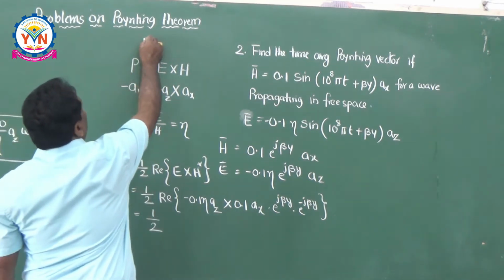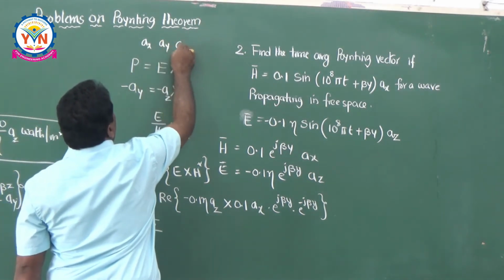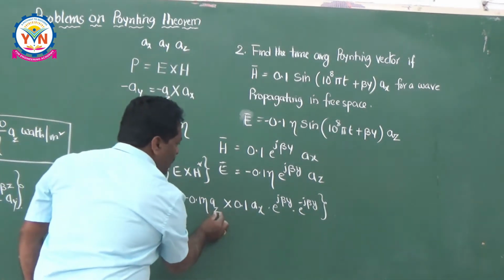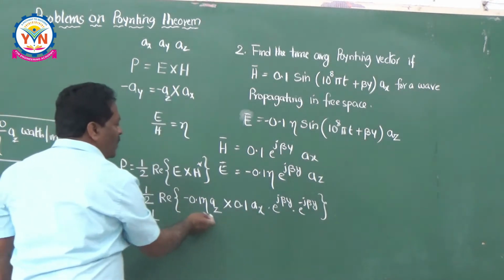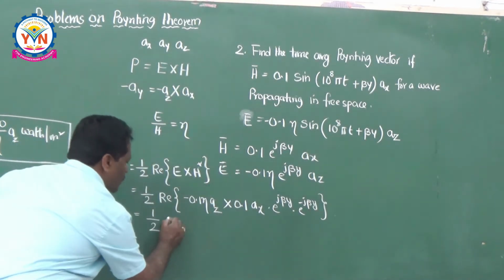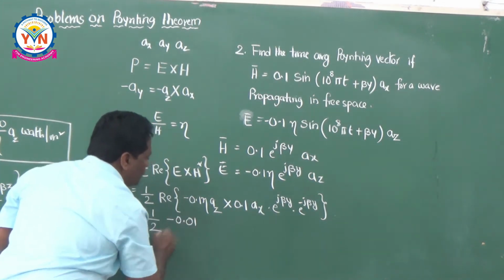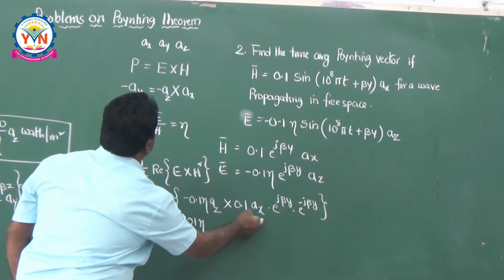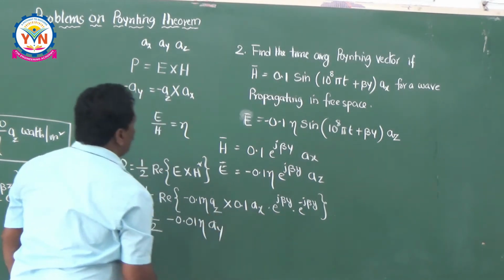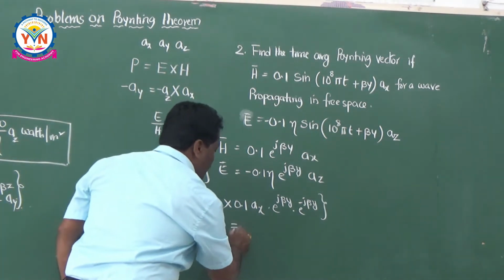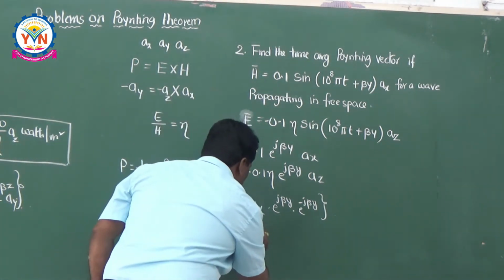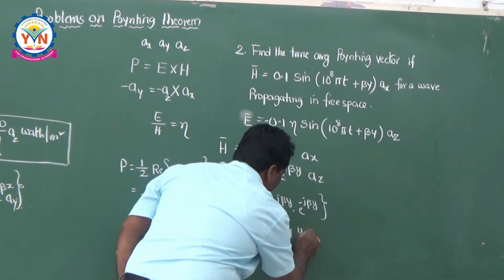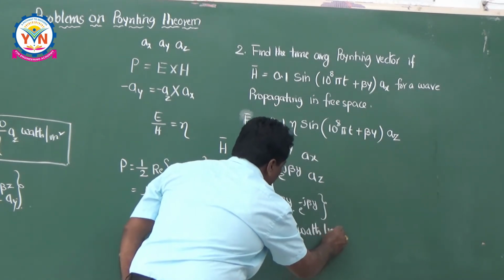If you are taking ax, ay and az, az cross ax is nothing but ay. So I can write here az cross ax is nothing but ay. 0.1 into 0.1, you can say 0.01. So minus 0.01 eta into ay. If you simplify this, this is equal to minus 0.6 pi ay watts per meter square. This is the answer for this, watts per meter square.